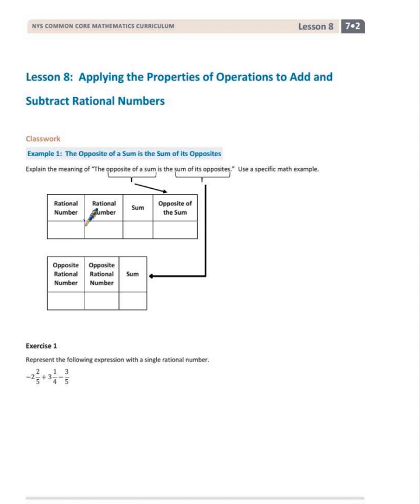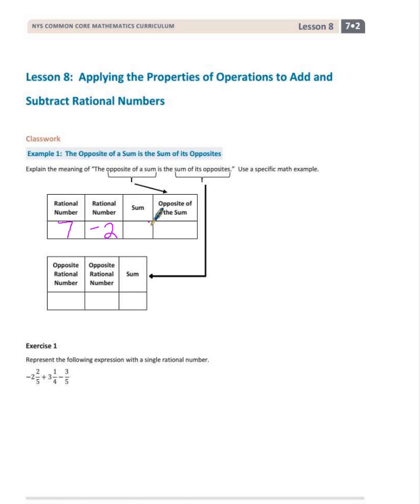spoken to you. So I'm going to go ahead and just pick a rational number, and we're going to put 7 in here. And not only are we going to put 7, but I'm going to pick a second rational number, and I'm going to pick a -2. So I'm going to put that right here, okay?